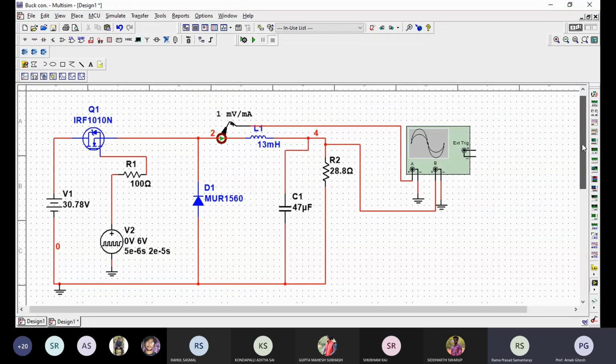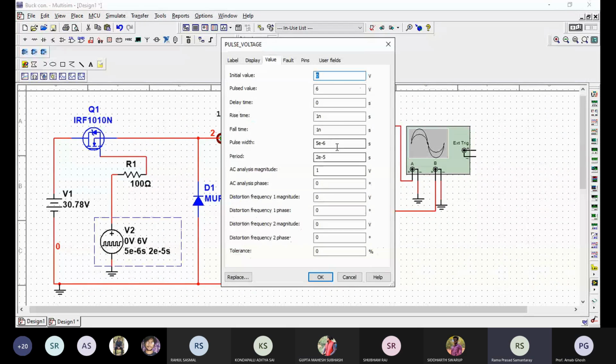Now see the circuit. Sir has already told about this circuit. This circuit you have to do in Multisim. In Multisim, you will get everything except the MOSFET. Here I have used IRF 1010. This is your battery and this MOSFET, and this is the time setting already given in the manual, pulse width and time period. Starting voltage 0 to 6 volts.